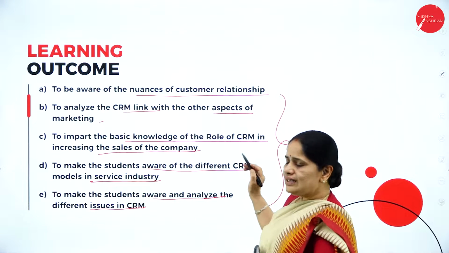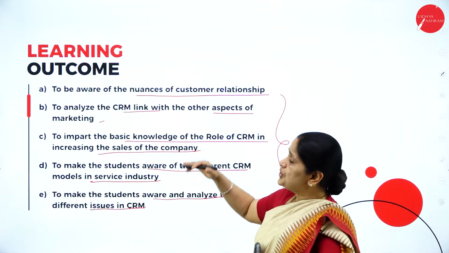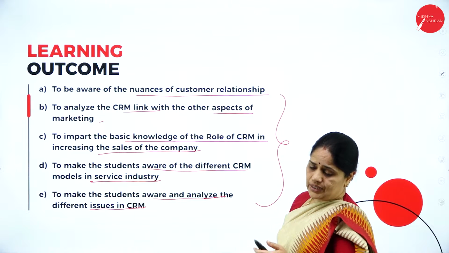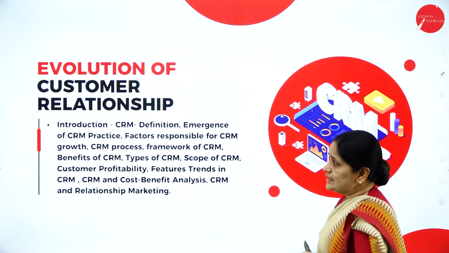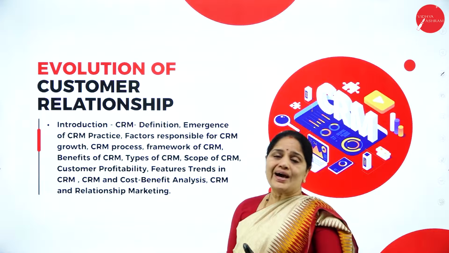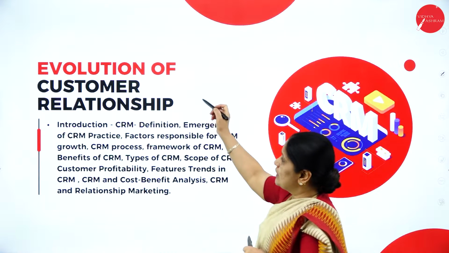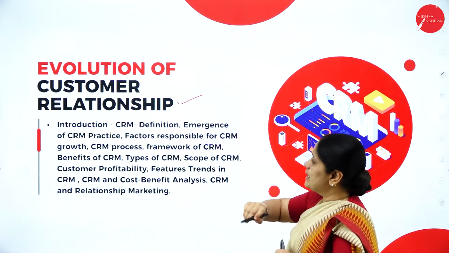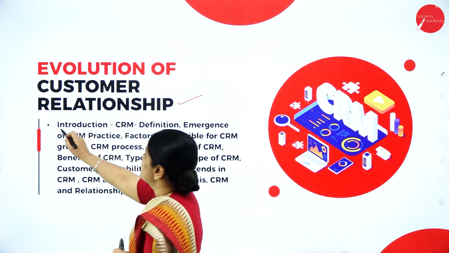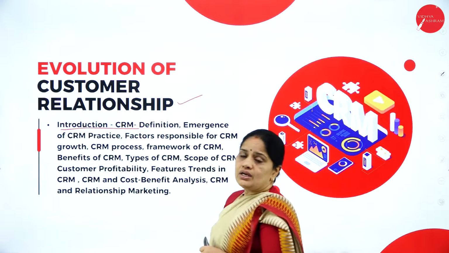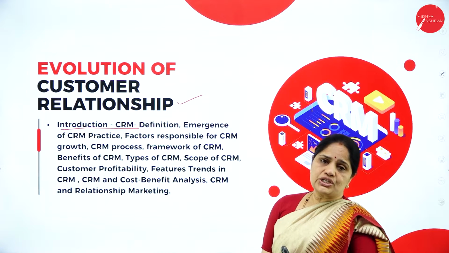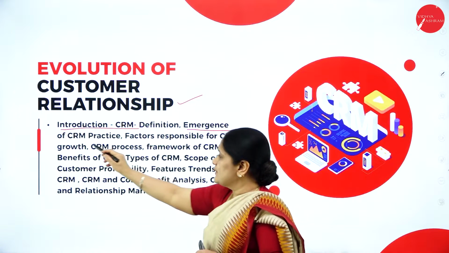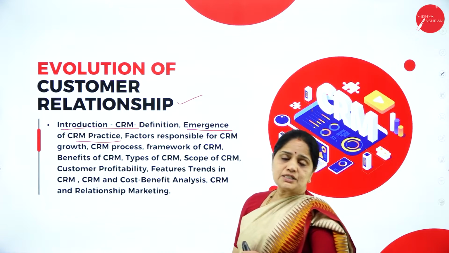So once the student learns the subject, he should be able to just analyze all these things relating to the subject. Next, in this first unit or the module 1, it comprises the title of the evolution of customer relationship. Now in this customer relationship, we will be first learning about the introduction. So what do we mean by customer relationship management?